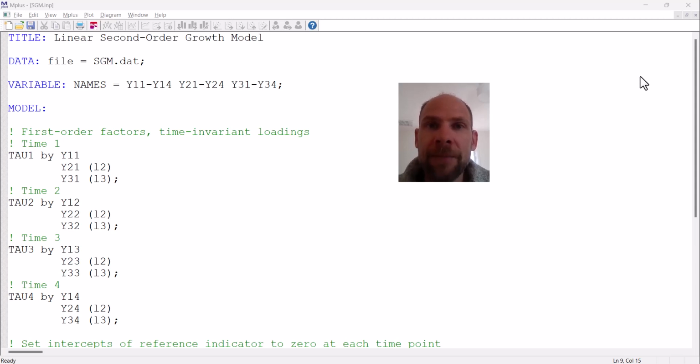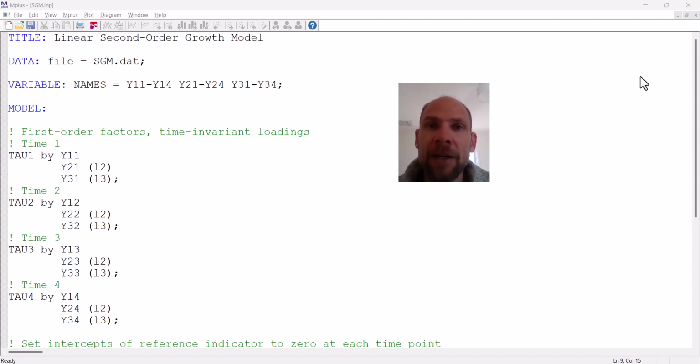So in this video here, I want to show you the syntax for a second-order growth curve model in Mplus. Growth curve models are used to analyze longitudinal data, and oftentimes people use so-called first-order growth curve models where you have a single indicator at each time point. There are certain advantages to using multiple indicators though, because with multiple indicators you can test, for example, the assumption of measurement equivalence across time, and also you have more power to detect inter-individual differences in change across time.